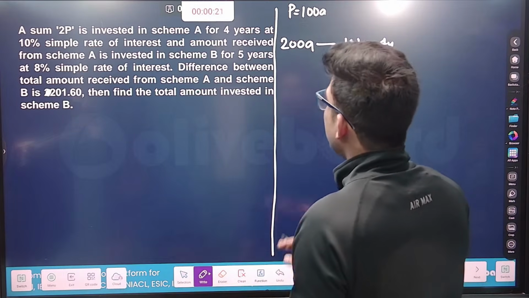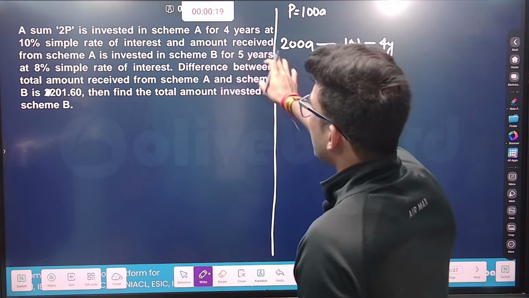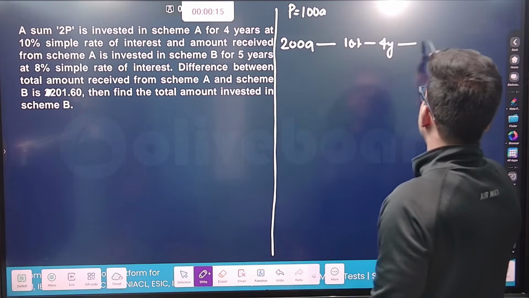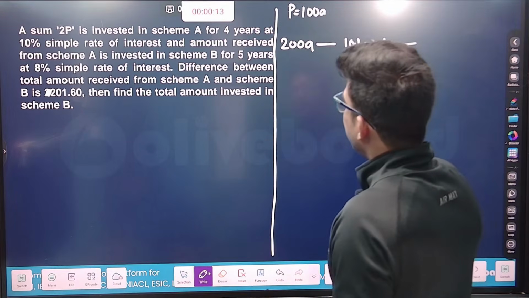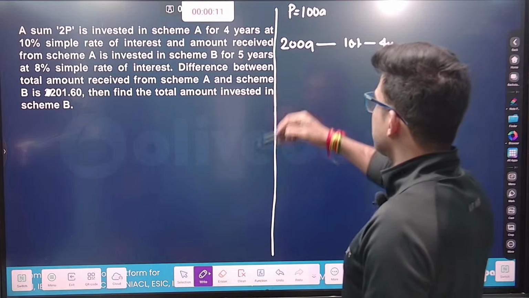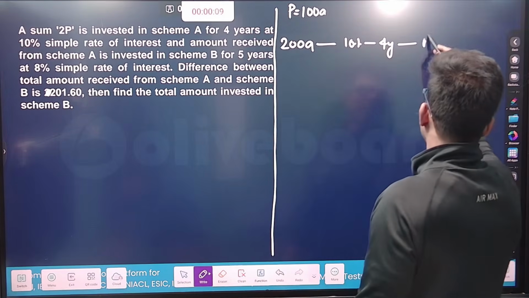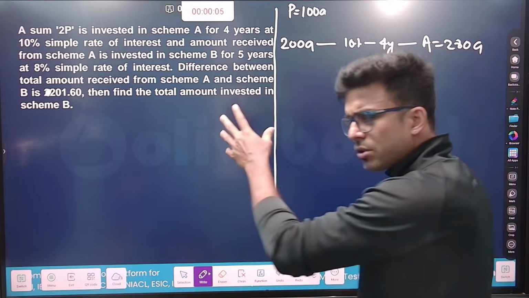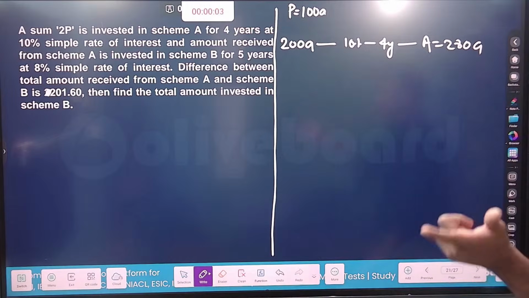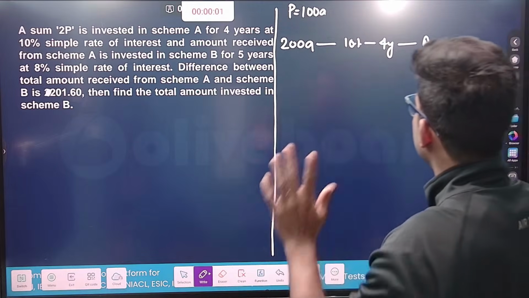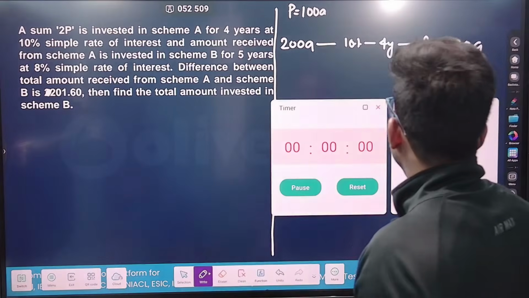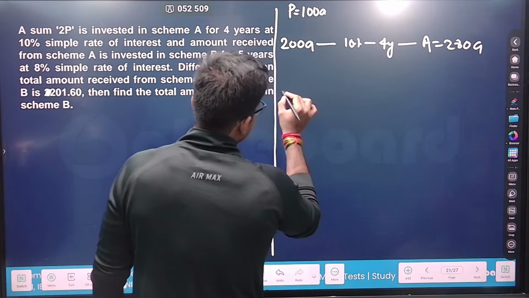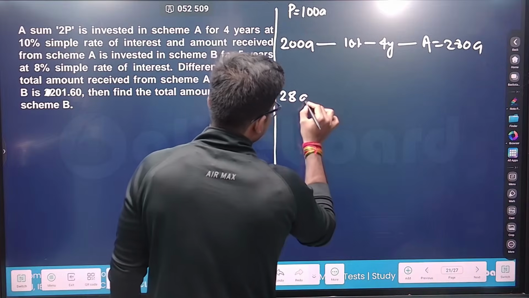Okay, fine. And the amount received from scheme A is invested. So what is the amount received? First of all, the interest is 40, and then 40% of this, which is 80. So can I say the amount here would be 280A, right? These things you can also not write. If you can calculate mentally, you can calculate this thing mentally. Now this portion is again 280A, correct? Right.